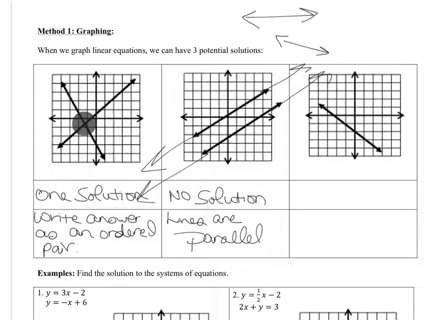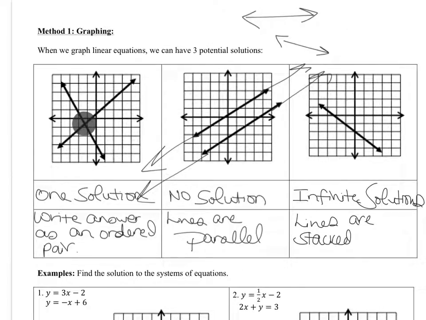Look at the last one. The last one, my 2 lines are stacked on top of each other. How many times do they intersect? Well, they intersect everywhere. So this is where I would write infinite solutions. My lines are stacked on top of each other.